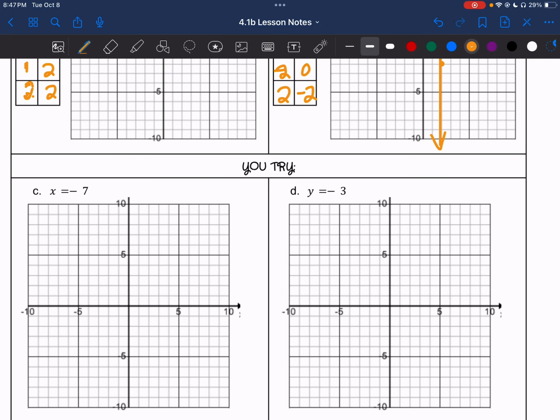Letter C is x equals -7. Letter D is y equals -3. I would like you to graph both of those equations now, and then check your work against mine.